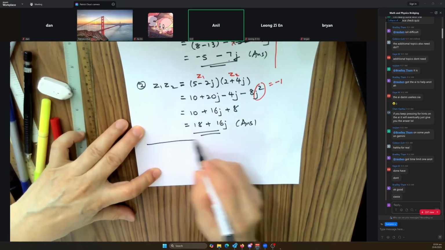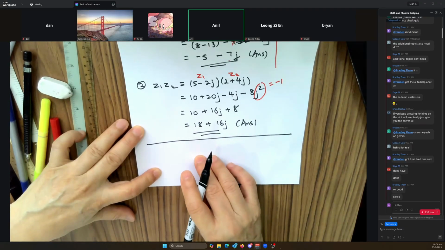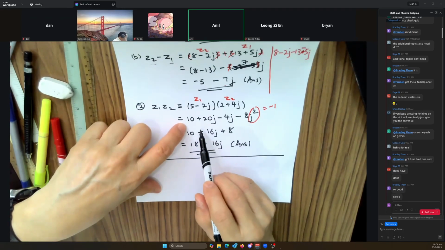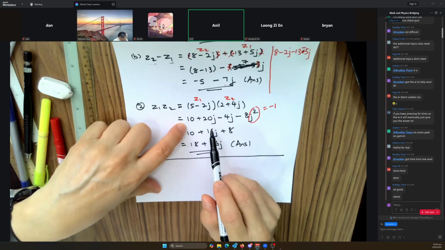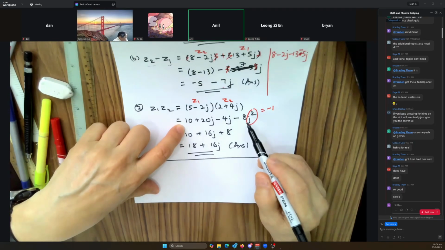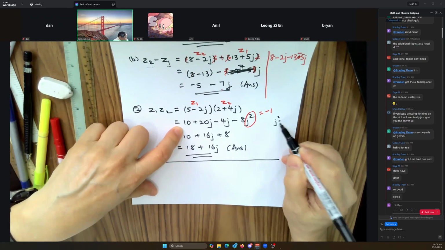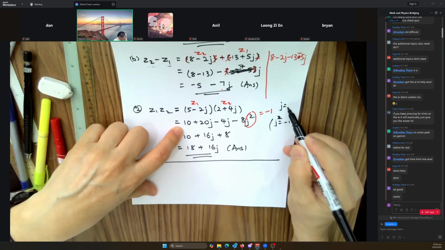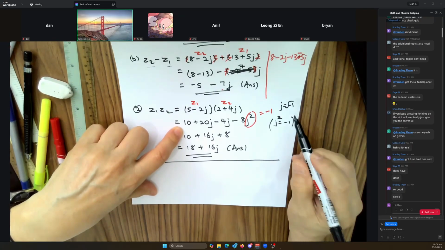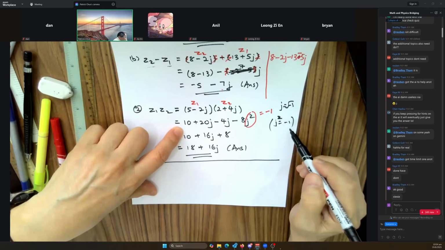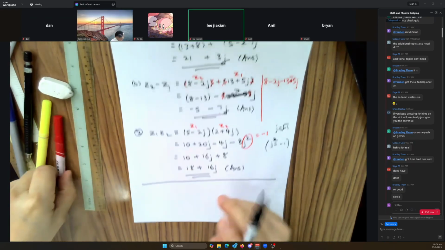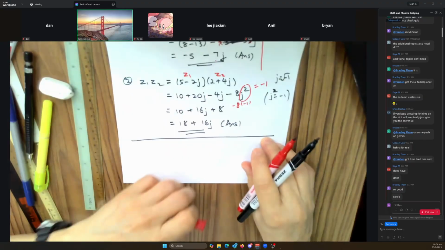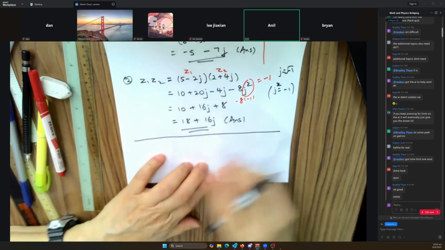Professor, for number 2, can you explain the second line again, where 10 plus 20j minus 4j minus 8j square? How does the 8j square transfer over to just a regular number? J square is equal to minus 1, from the earlier slides. Because j is equal to the square root of minus 1, so j square is equal to minus 1. So here, minus 8 times minus 1 will give you plus 8. Okay, understood. I see it now. Thank you.